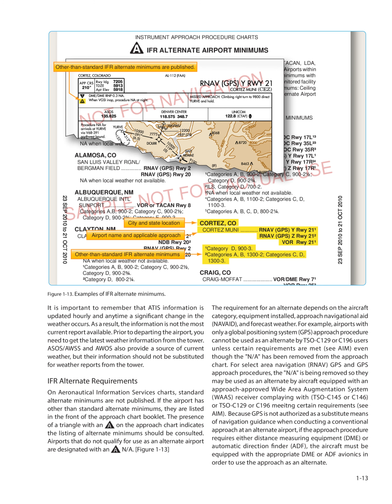approach chart. For select area navigation (RNAV), GPS and GPS approach procedures, the NA is being removed so they may be used as an alternate by aircraft equipped with an approach-approved Wide Area Augmentation System (WAAS) receiver complying with TSO C145 or C146, or TSO C129 or C196 meeting certain requirements (CAIM). Because GPS is not authorized as a substitute means of navigation guidance when conducting a conventional approach at an alternate airport, if the approach procedure requires either distance measuring equipment (DME) or automatic direction finder (ADF), the aircraft must be equipped with the appropriate DME or ADF avionics in order to use the approach as an alternate.